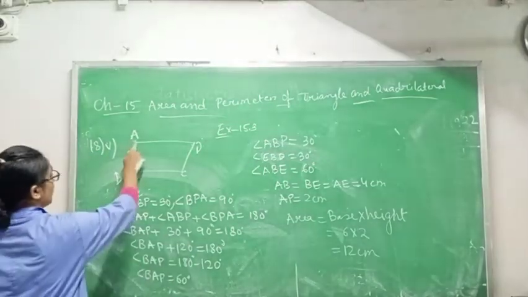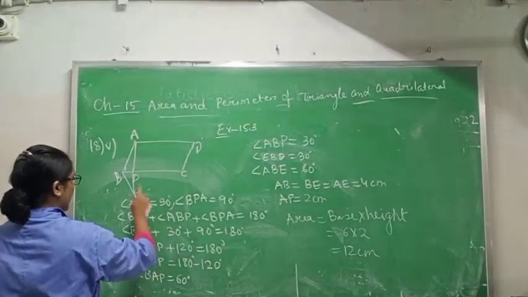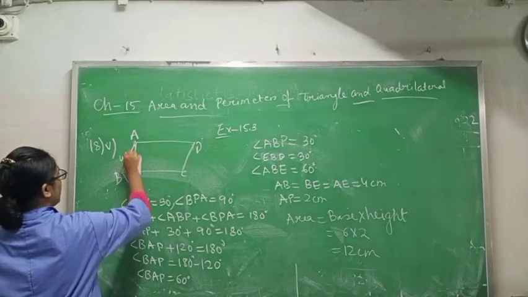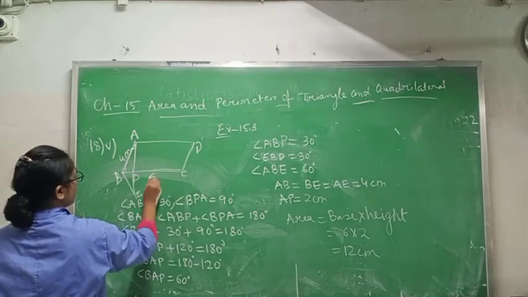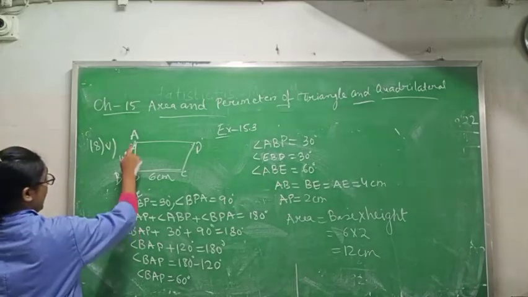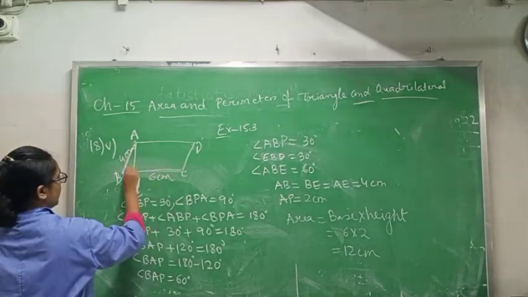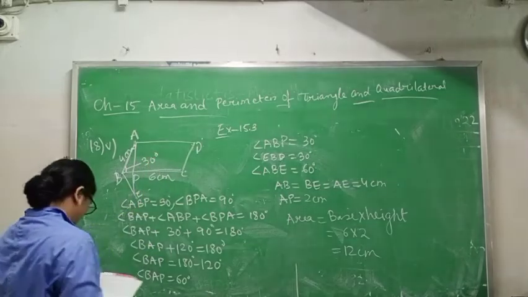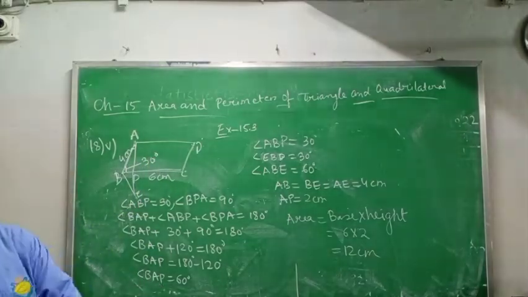So what is given to you? ABCD is a parallelogram. AB is 4 cm. This one is 4 cm. BC is 6 cm. It is written already. Okay. And angle ABC. This angle is given how much? 30 degree. Okay, we have to find area of parallelogram ABCD.